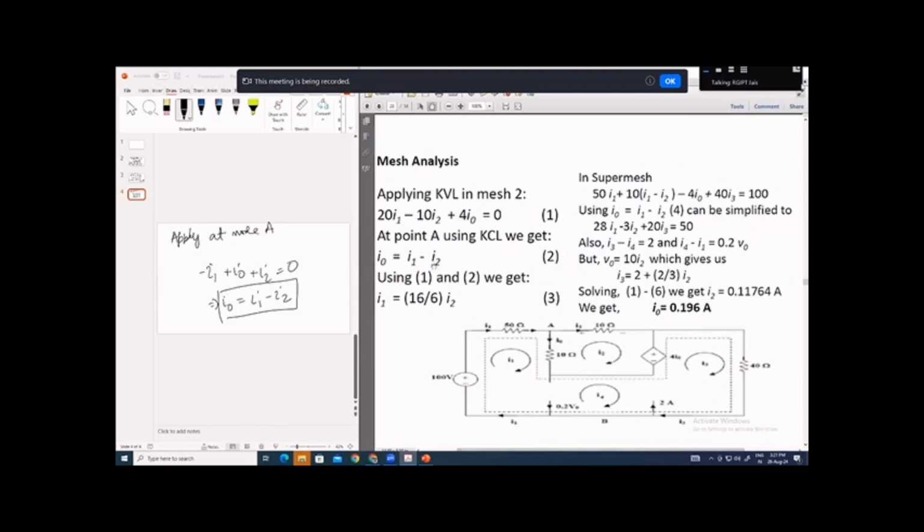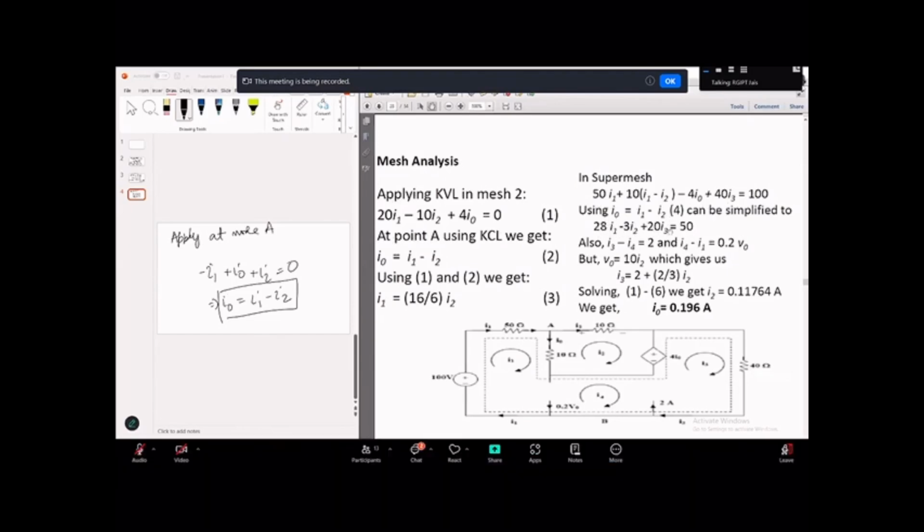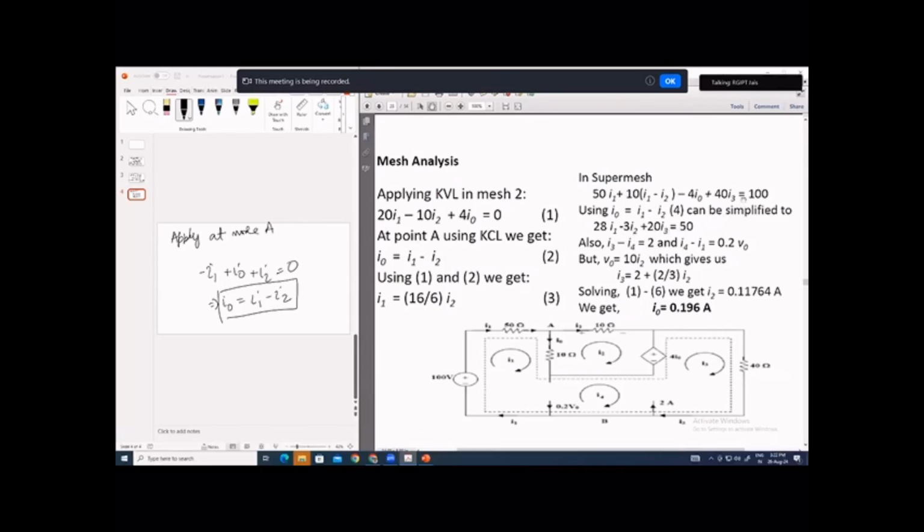Here also, I0 is there in the super mesh. Whatever equation you have got, this I0 you can replace with I1 minus I2. So you have removed I0 here, and the whole equation will be a function of I1, I2, and I3. If you do that, the equation will be simplified like this: 28 I1 minus 3 I2 plus 20 I3 will be equal to 50. You can take something common and it will be cancelled out, so you will get 50.